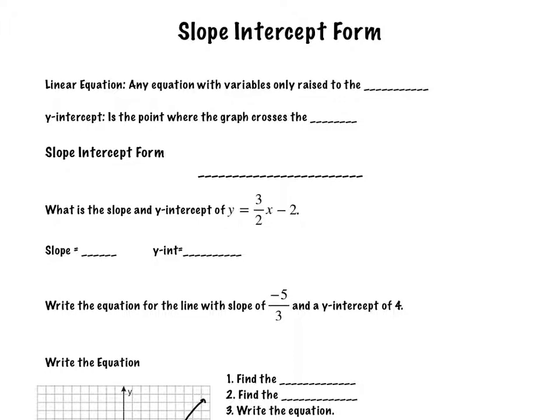And secondly, how do I graph those? And they have different forms that kind of help us graph them in different ways. So today we're going to stay focused on slope-intercept form and how do I use that and graph that.